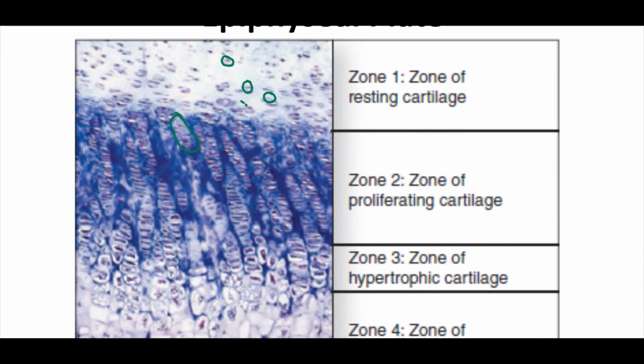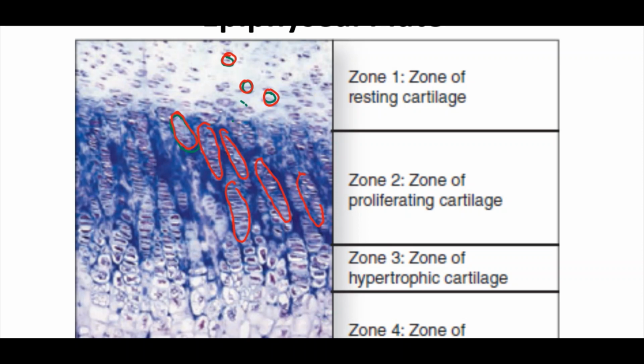Let's look at the diagram. So this is the diagram here. So this is resting cartilage here. So zone 1 is zone of resting cartilage. Then the cartilage will start undergoing mitosis, and it will start becoming many. So it will start proliferating. So this is called the zone of proliferation. You've seen what is happening here. It was resting, but now it starts proliferating.